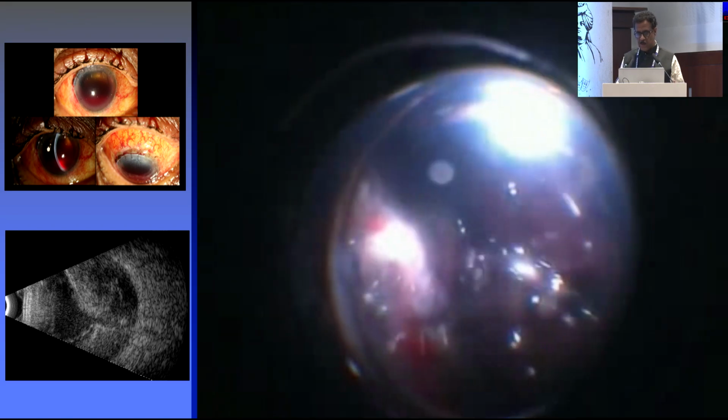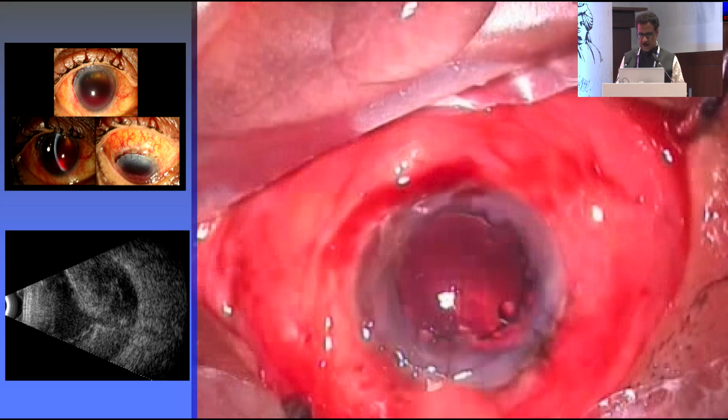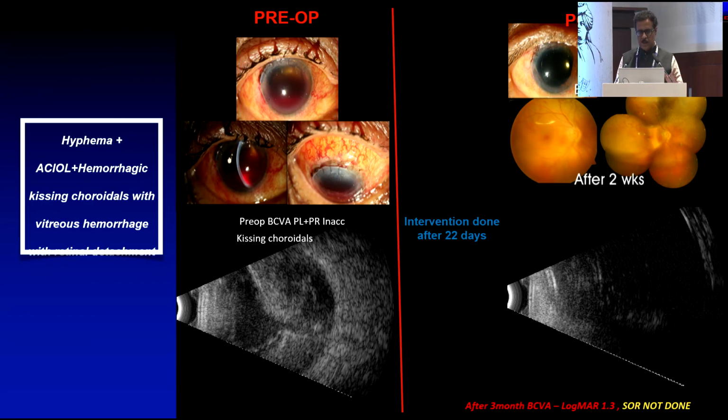Ultimately, we removed the PFCL and injected 5000 centistoke silicone oil. Postoperatively, you can see there is dramatic improvement in the vision, but as the IOP was not maintaining, we have not removed the oil.